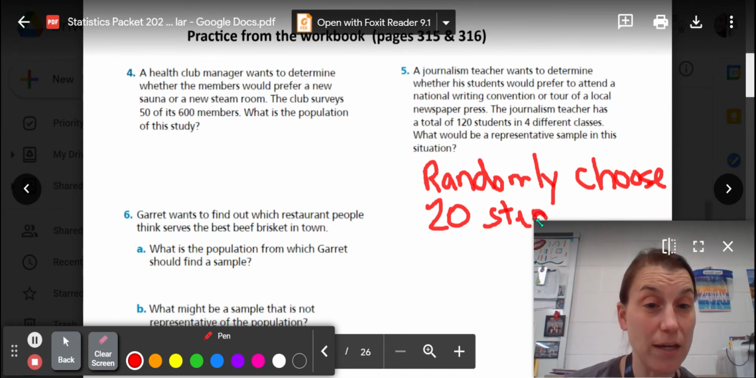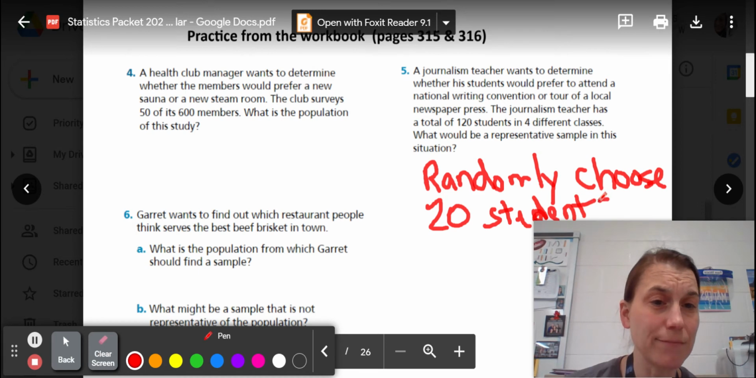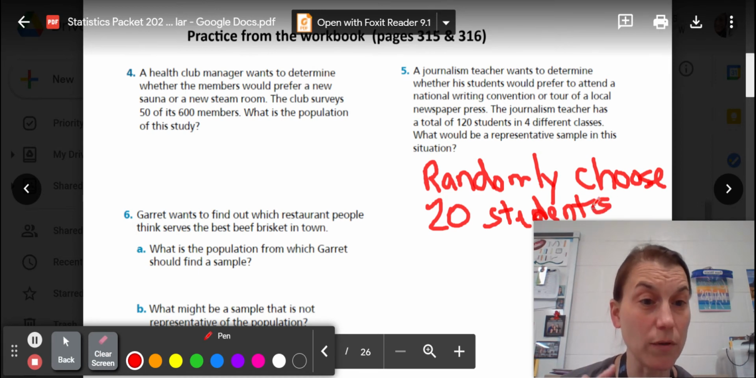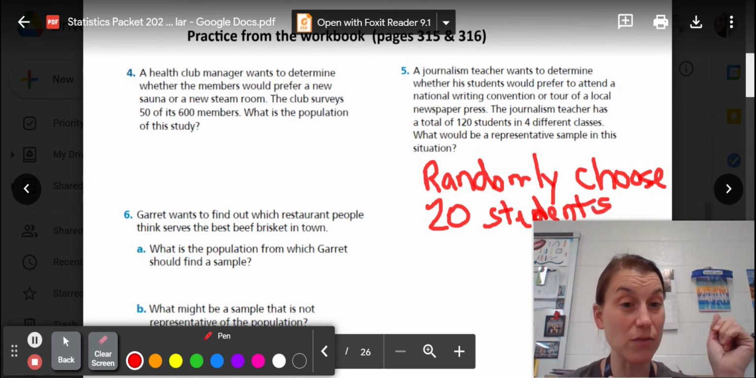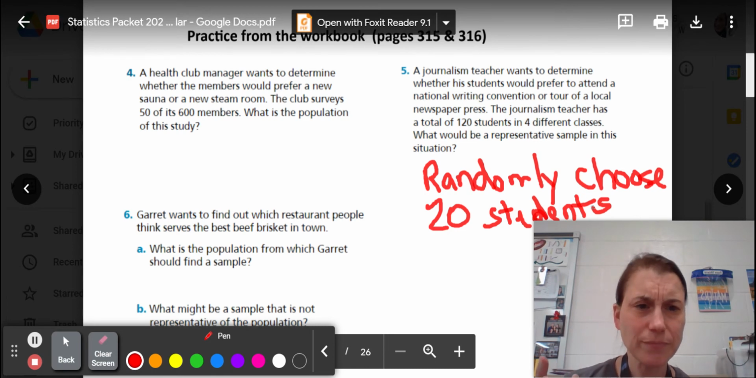Well, there's lots of ways. One of the easiest ways, if you remember when you were in elementary school and they wanted to pick somebody's name, they'd pull out the popsicle sticks. Or you take a name out of a hat. If you have all 120 names, or maybe you have a random number generator or random name generator, where you can type in all 120 names and then allow the computer to randomly select 20 of them, you can do that too.